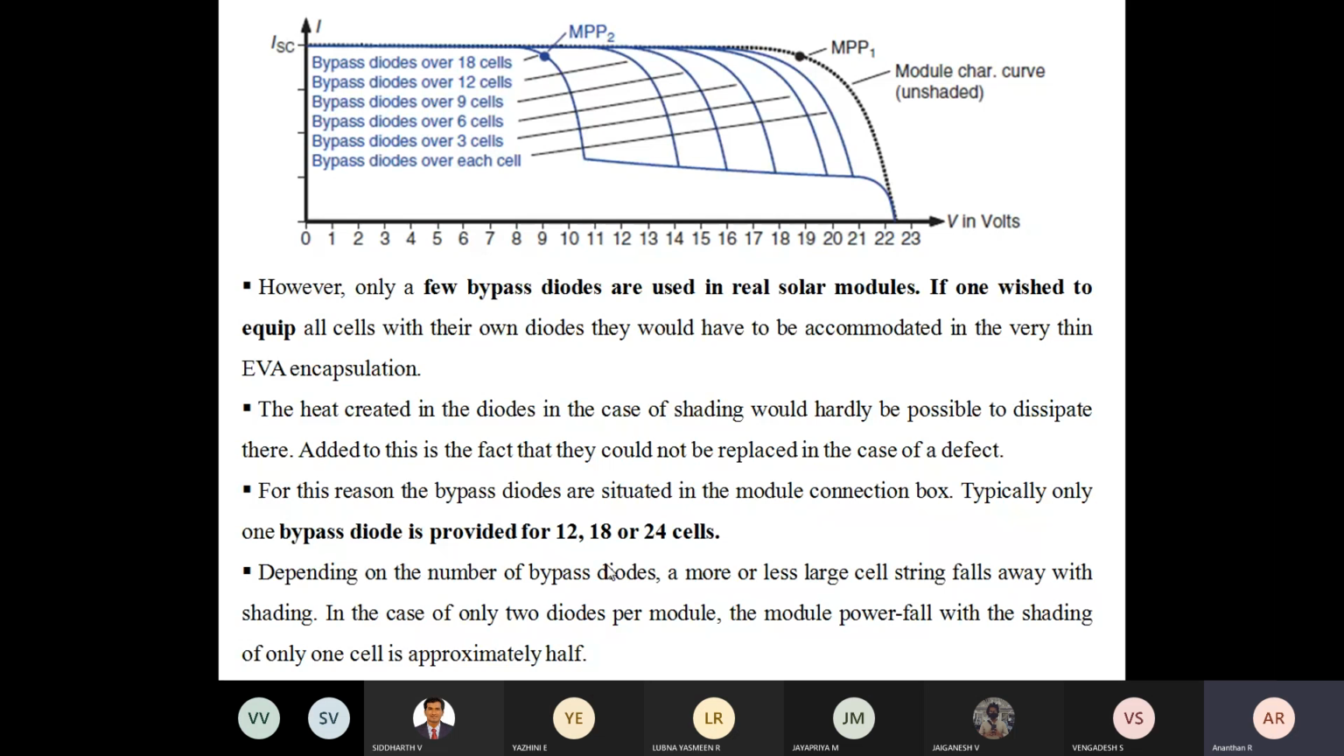But we cannot introduce bypass diodes between each and every cell. Say your panel has 36 cells. If you put one bypass diode over each cell, your power will be reduced from here to here. If you introduce n number of diodes, from 3 to 18, your maximum power point will be reduced from here to here.